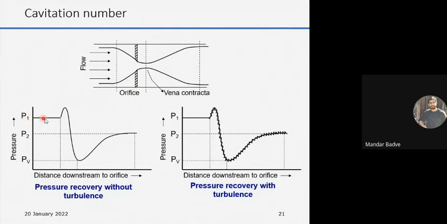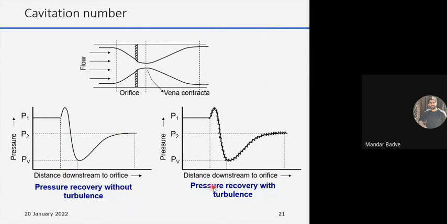Initially your pressure is constant, right? Because of the sudden change in the geometry, the pressure slightly increases and then goes down. It reaches the vapor pressure where the flow area is minimum, that is at the throat. Then as the liquid comes out of the throat, the pressure recovers. Obviously your P2 will be less than P1, because otherwise there won't be any flow. So the recovery pressure will always be less than the inlet pressure. This is how the typical pressure profile looks when there is no turbulence.